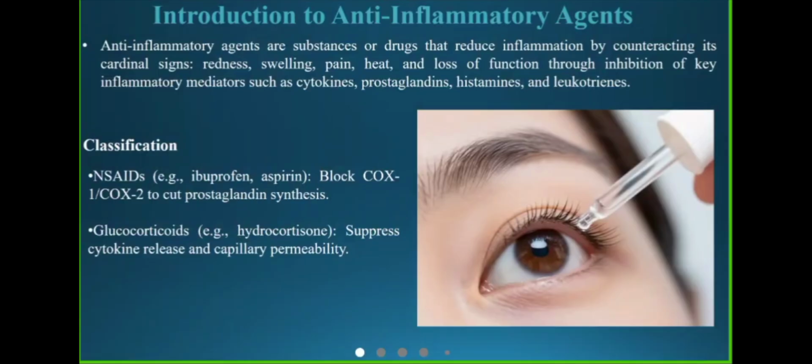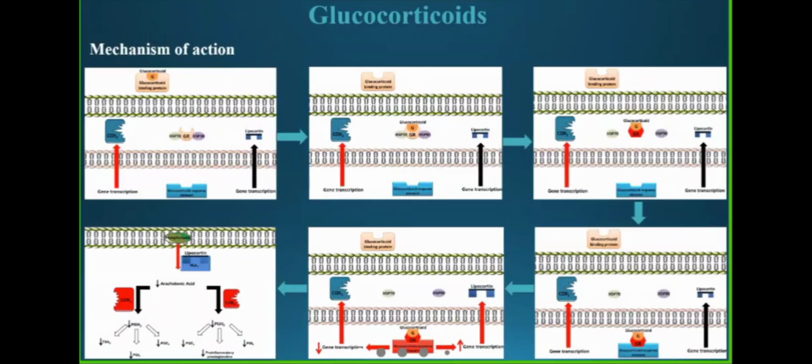So first of all, we'll move towards the glucocorticoids, which are the steroidal anti-inflammatory agents. What do these glucocorticoids do in our body? The glucocorticoid will come and bind to the G receptor protein in the cytoplasm. After binding to the G receptor protein, which is in the inactive form, the heat shock proteins like HSP90 or HSP70 will be liberated, and the G receptor protein complexed with the glucocorticoid will become activated.